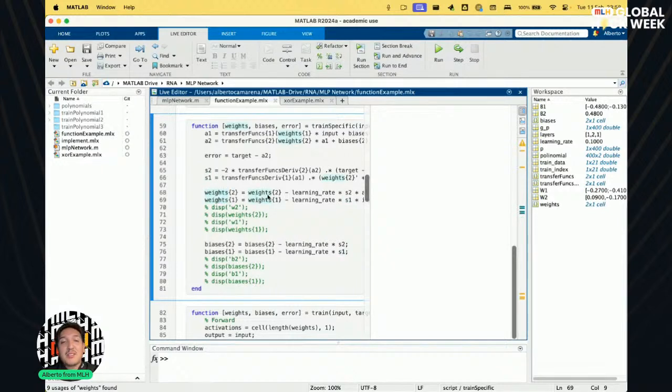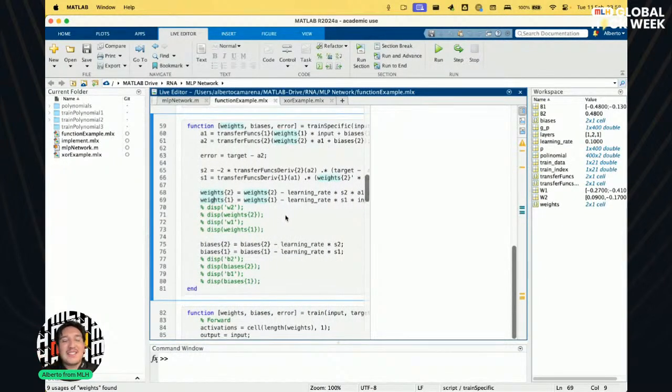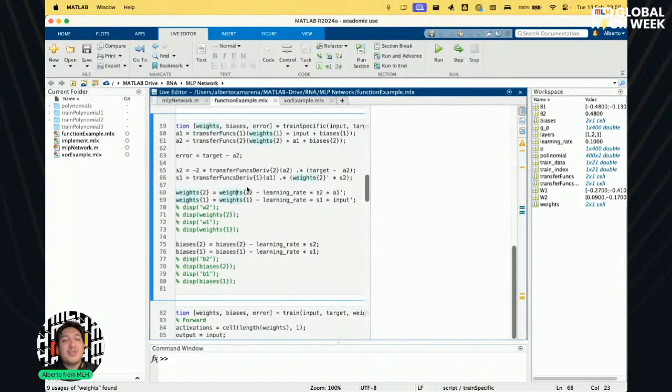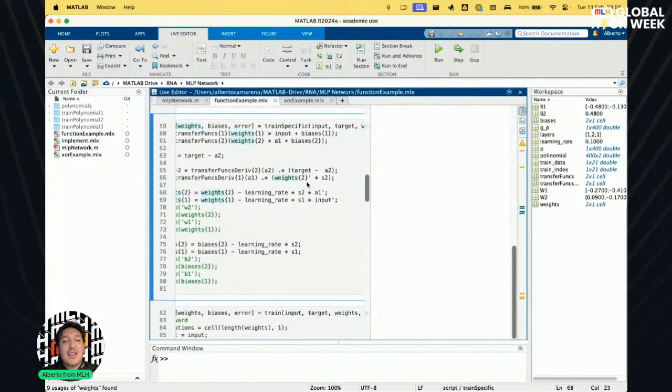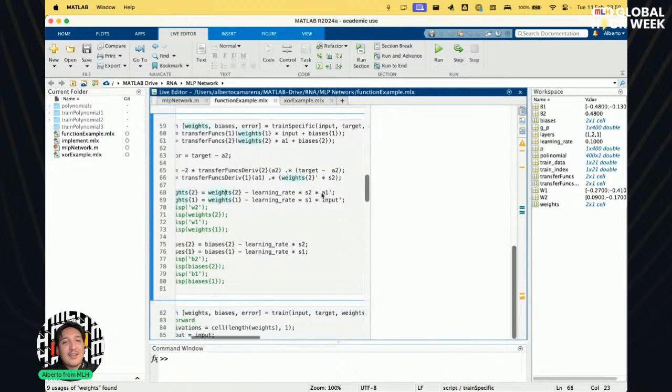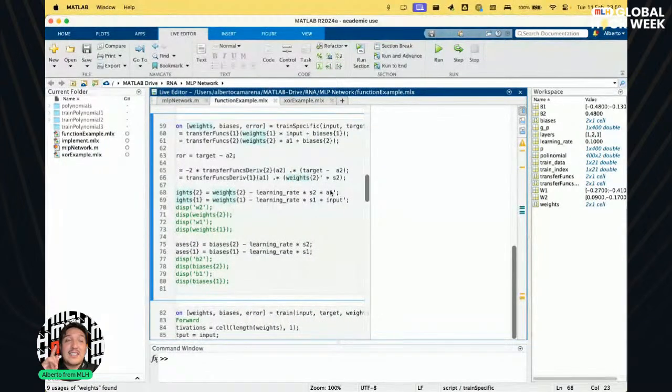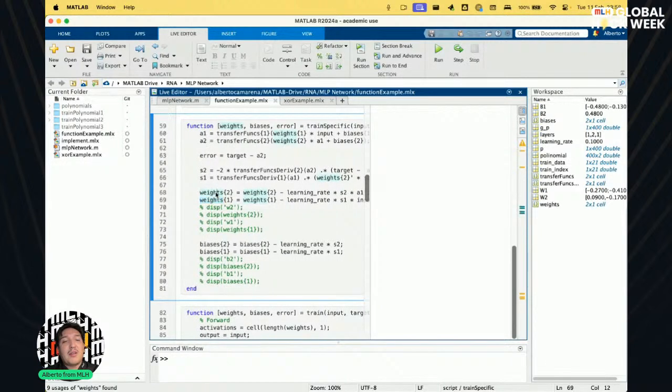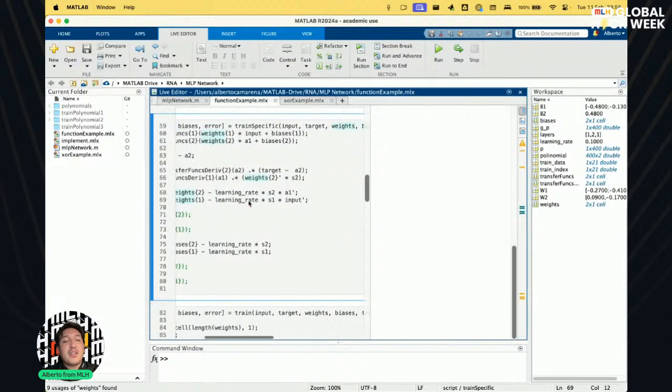The weights and biases are going to be the previous values minus the learning rate times the sensitivity of the corresponding layer. For biases, that's all. For the weights, we also need to multiply by the value calculated in the previous layer, transposed. If it's the first layer, there's no value calculated in the previous one, so it's the input. That's why you see for the weight of the second layer we have A1, and for the weight of the first layer we have the input, right?